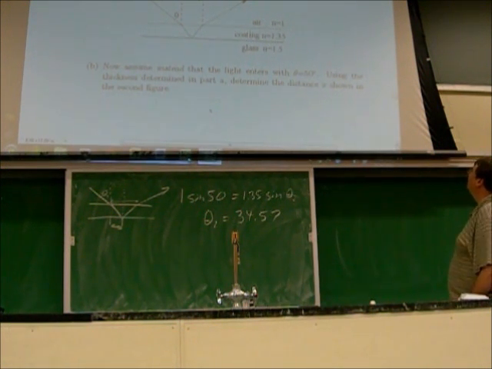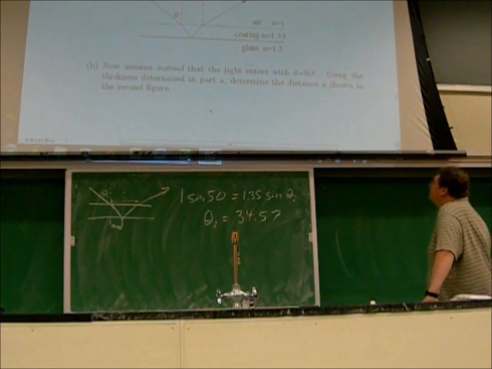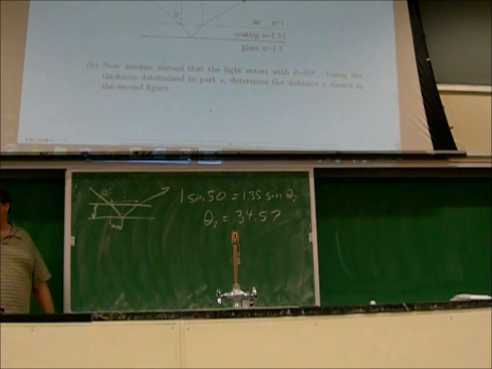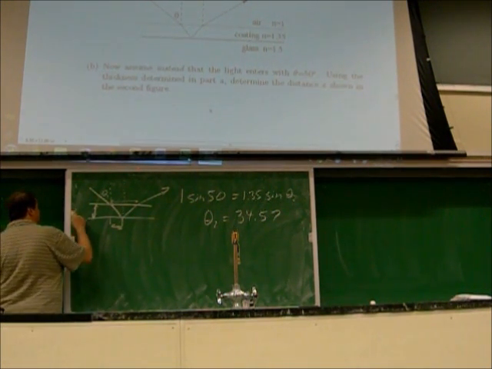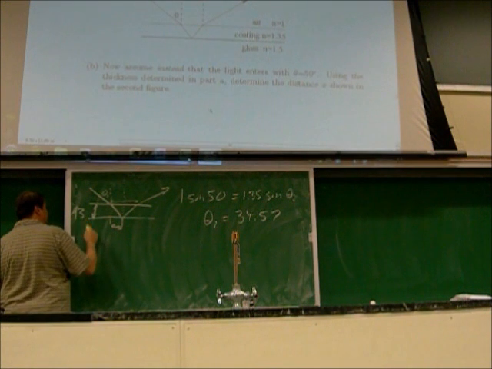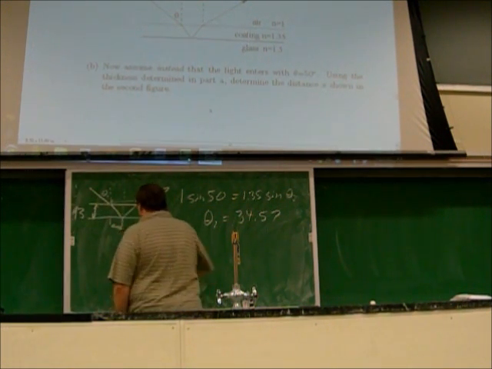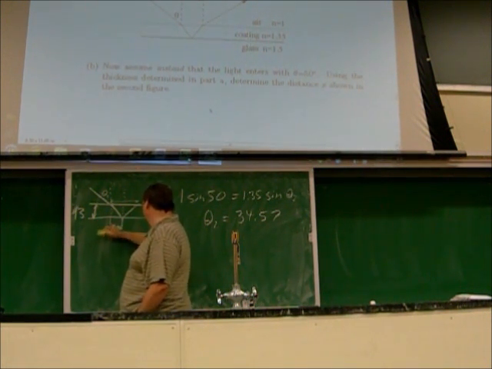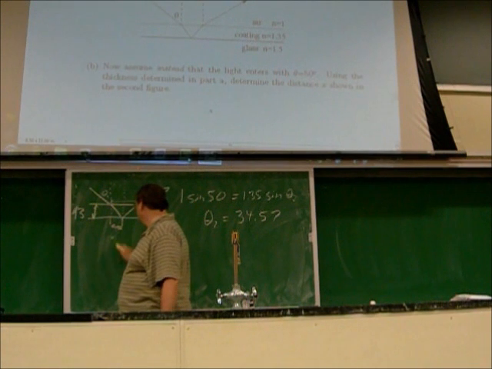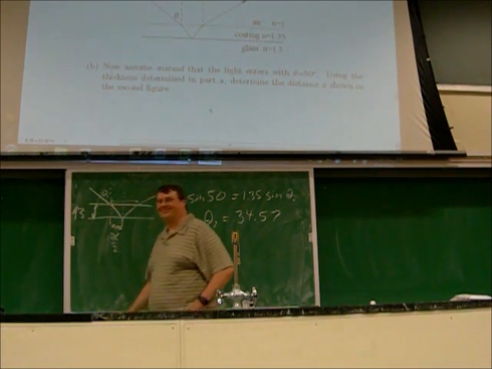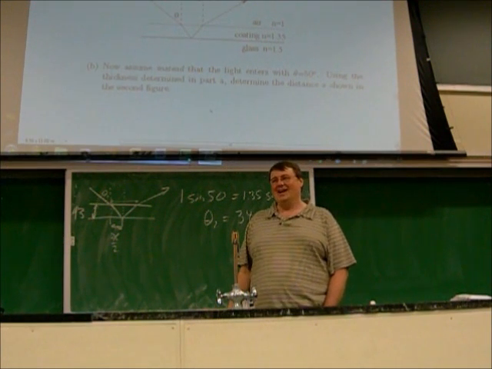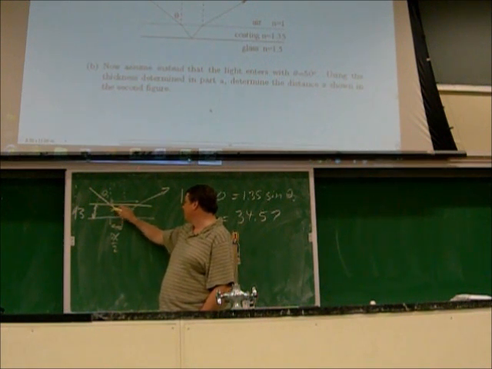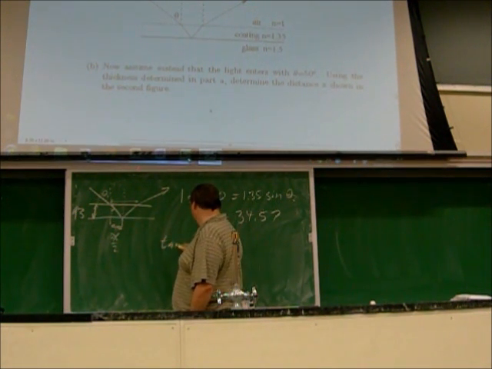So, are we supposed to use the thickness? Oh, using the thickness determined in part A. So that was, what, 94 nanometers? So that's 93 nanometers. Is here. Let's call that little distance, so let's not call it D. Let's call it X02. Okay? Good name. So then, how is theta 2 in here related to those things? Tangent, yeah, opposite over adjacent.